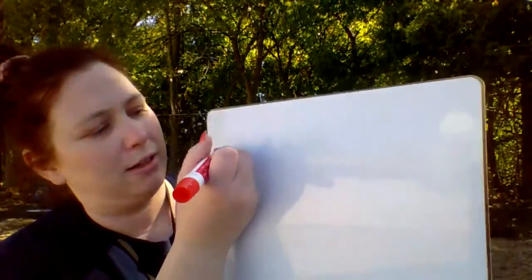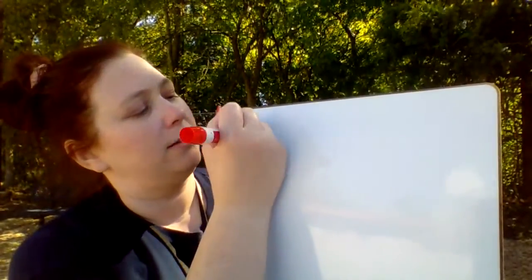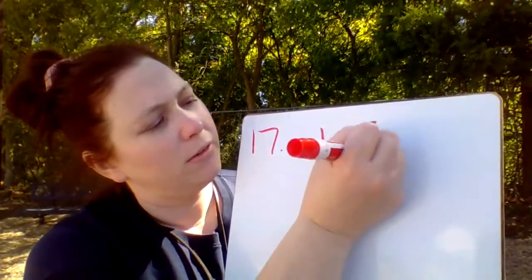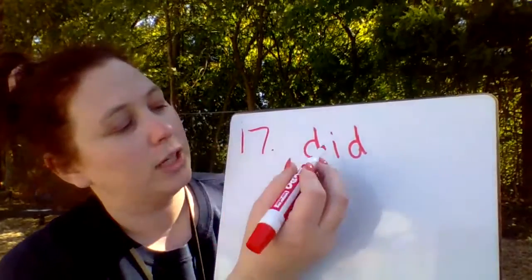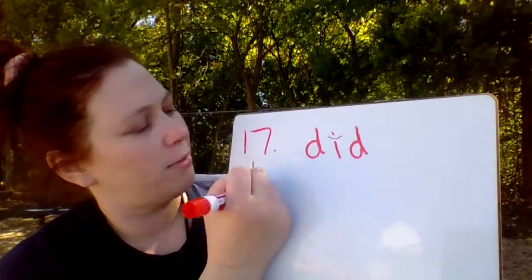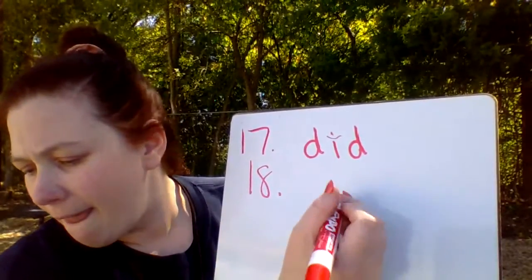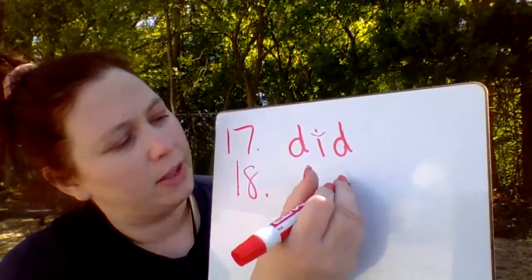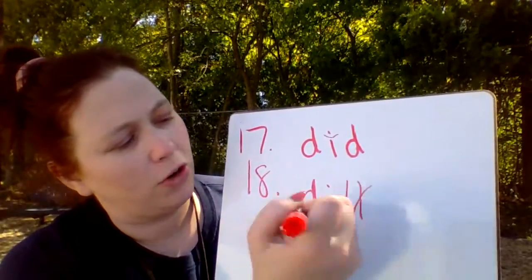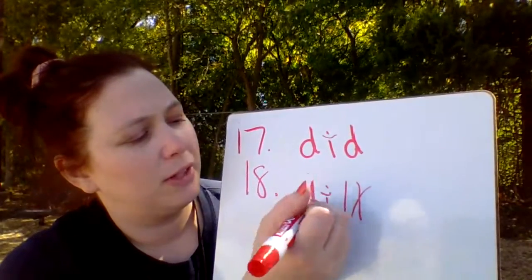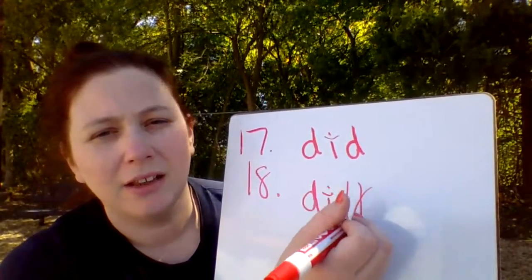Alrighty. Our first word is did. Number 17. There's no suffixes here, so we're just looking at vowel consonant and it gets a breve. Good job. Number 18. Dill. Here we have a double consonant, so we're just crossing out that second one. We have vowel consonant, so it gets the breve. D, I, L. Dill.